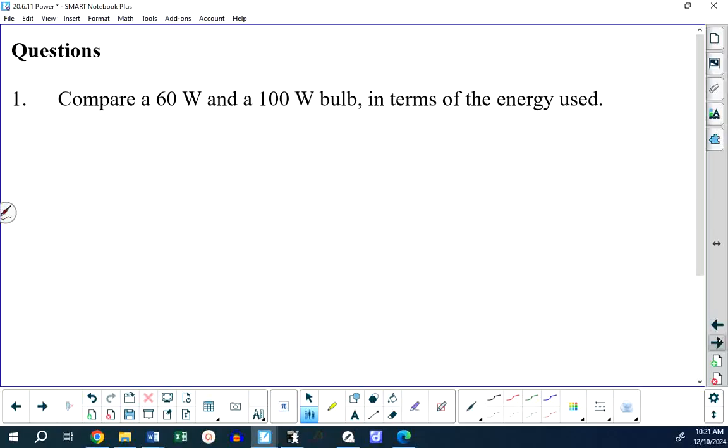So, I can't read that. Might say 100 watts. What does a 60-watt bulb do, and what does a 100-watt bulb do? Well, very simply, a 60-watt bulb consumes 60 joules of electrical energy every second. And that means a 60-watt bulb produces 60 joules of light energy and heat energy every second.